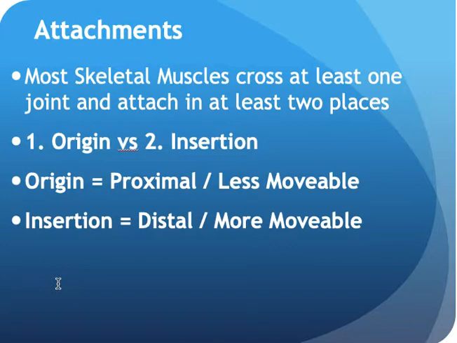So we have different attachments. Again, we talked about this tendon is going to insert on the bone, but we have a couple different ways that we can attach muscles to the bone, okay? Most skeletal muscles are going to cross at least one joint, and they're going to attach in two places. We've already mentioned the origin and the insertion, but just to go over it again, the origin is usually more proximal, okay? And it's going to be the part that's less movable or more stable. And then the insertion is usually going to be more distal or further down, and it's going to be the part that's more movable. So it's the part that moves. The origin is the part that is stable and stays still as we're contracting these muscles.